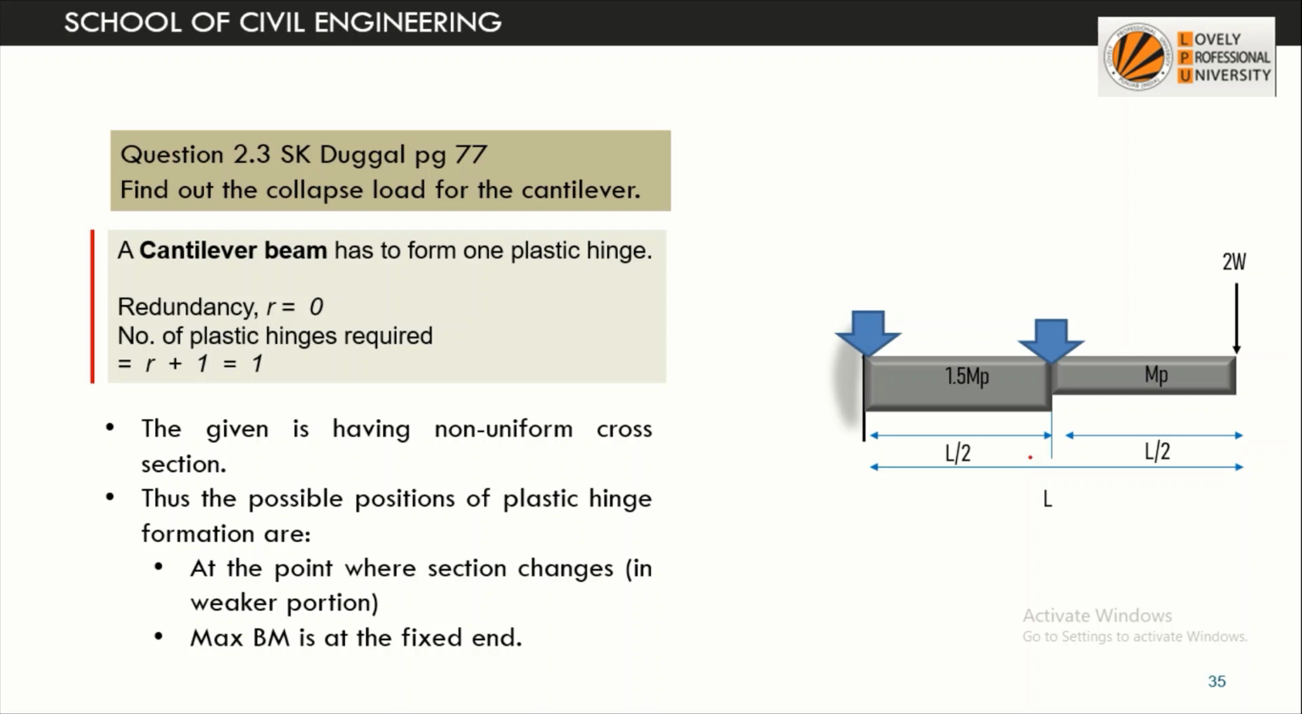This is a slightly different question. It is a cantilever beam. The redundancy is 0 because it is a determinate structure, so the number of plastic hinges formed is 1. Since the beam has a non-uniform cross section, there are two possibilities for the plastic hinge. One will be at the point where the section changes, at the weaker part, and the other point where a plastic hinge could form is at the fixed end.